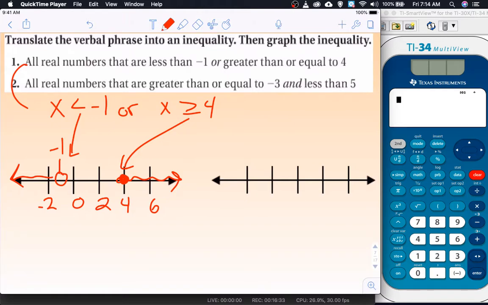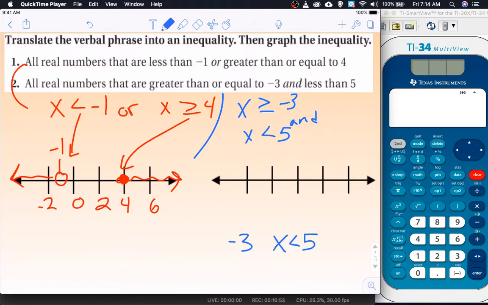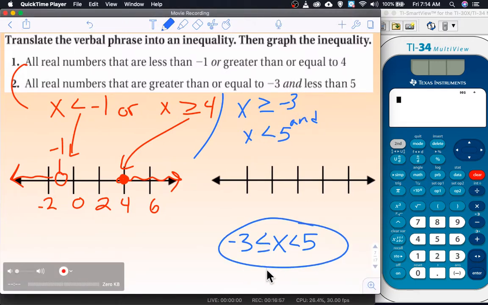Number 2. All real numbers that are greater than or equal to -3, and those same numbers are less than 5. That also could be written like this: -3, x, 5. So that is also a way you could write this same inequality in a shorter space.